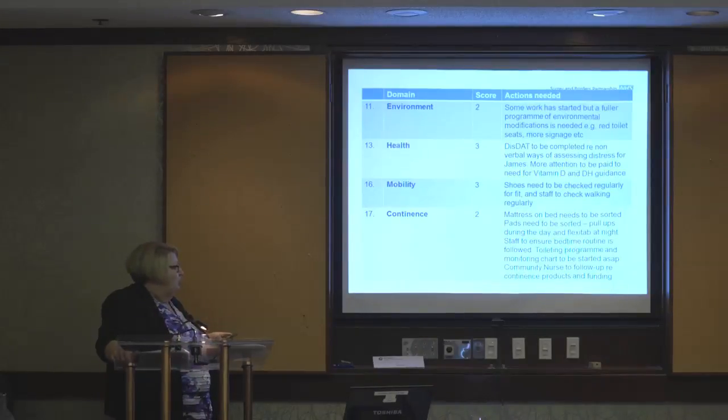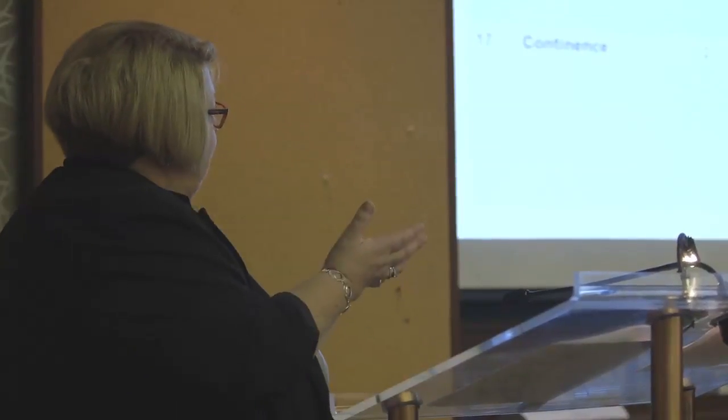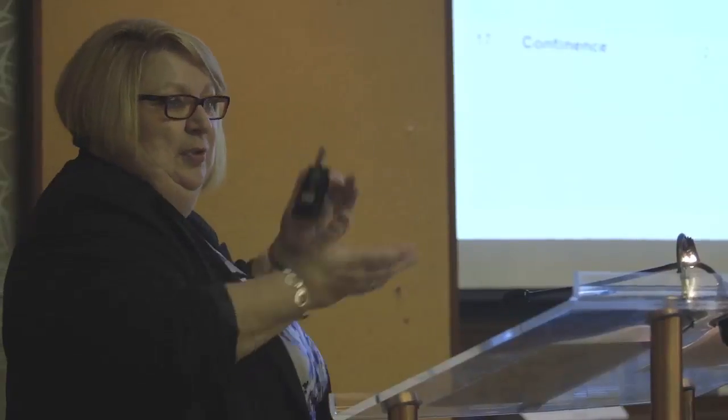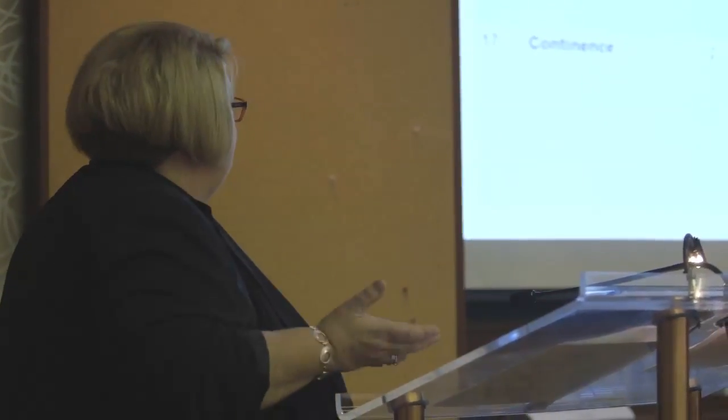We also asked them to make sure that he had a good toileting program, and we asked one of our community nurses to come in, start the toileting program and a monitoring chart, and to follow up with the different sorts of continence products and the funding for those, because we were asking for more expensive ones than normally get prescribed on the NHS. So you can see again, 45 minutes with the family, we come up with some other ways of trying to support James. He was getting fairly good care, but those were ways you could then improve that.